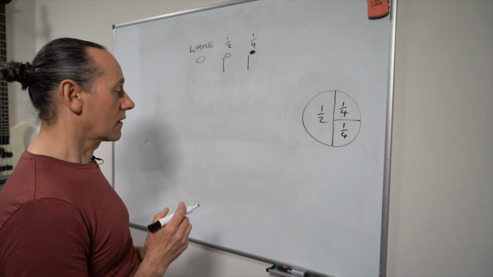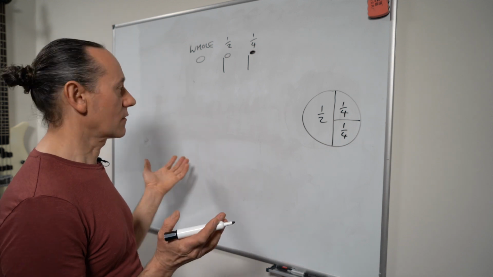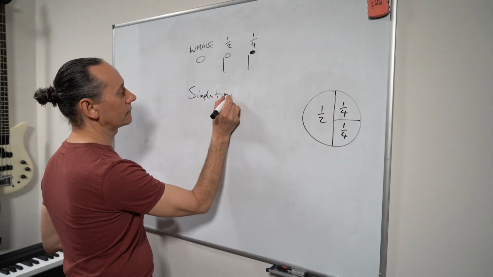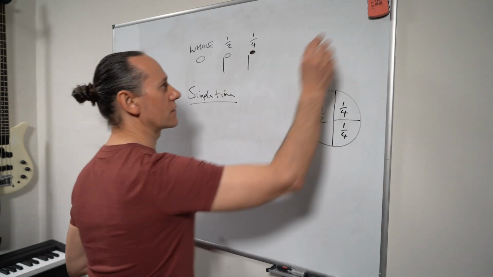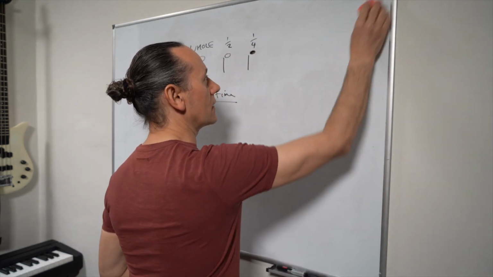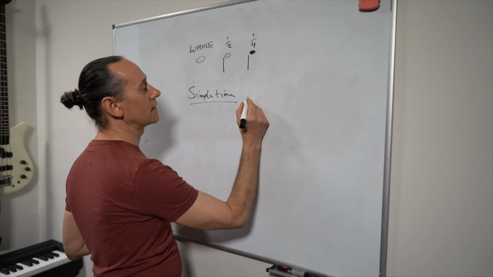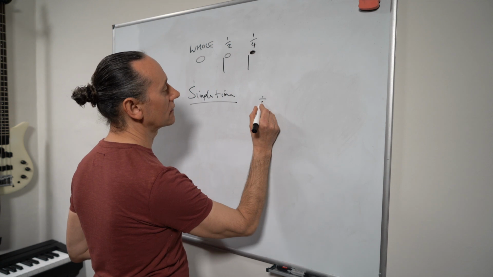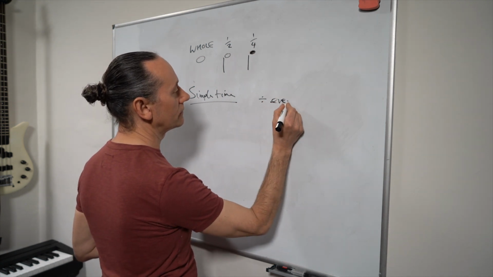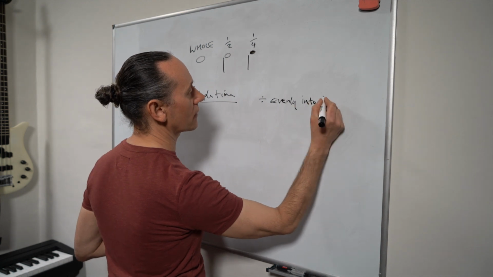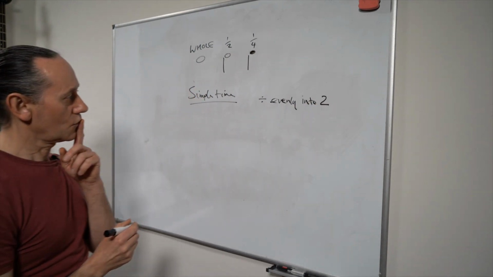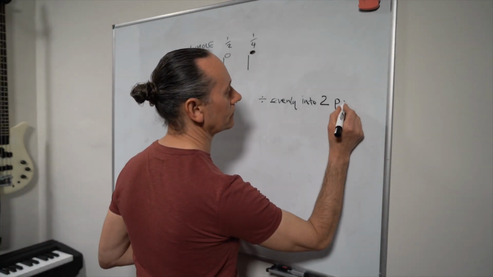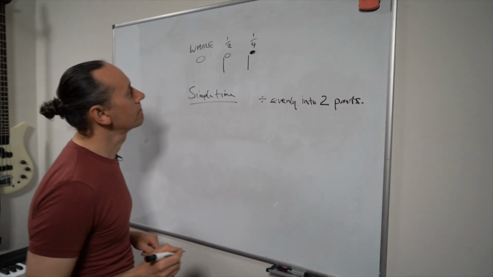So now that we've covered that, let's look at time signatures, and we're going to start with simple time. The definition of simple time is where the note value used to represent the beat can be divided evenly into 2 parts. Okay, we'll come back to that.